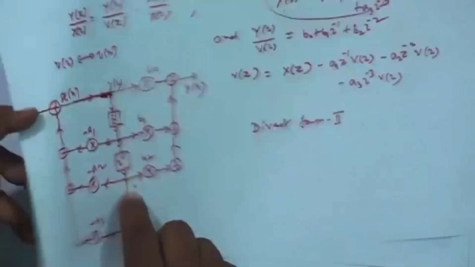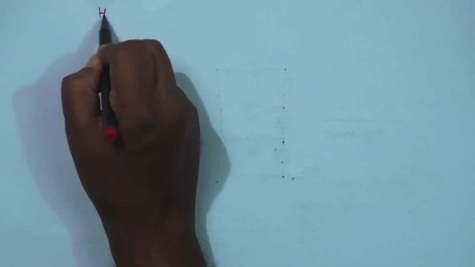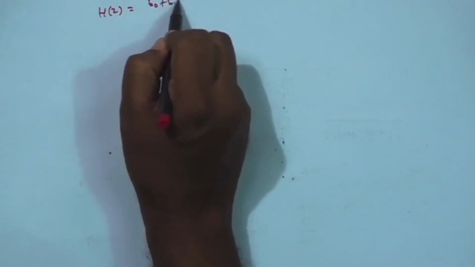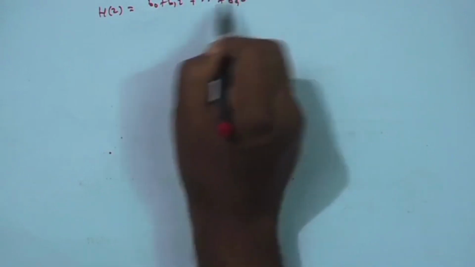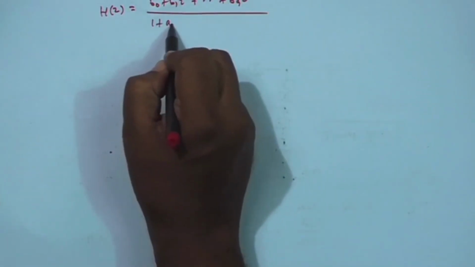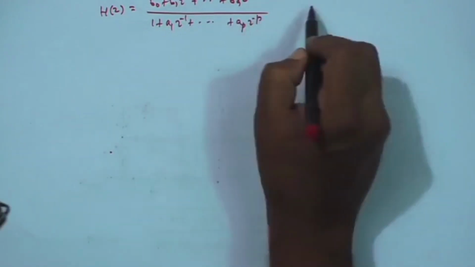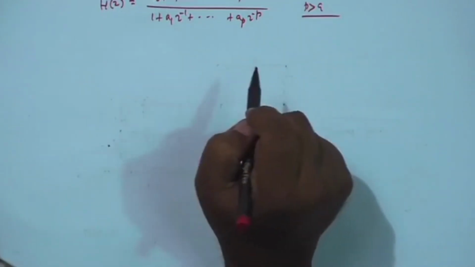Okay. Then there are other forms also. Suppose one H(z) like that is given, of this form: B0 plus B1 Z inverse, and P greater than Q. So, you can do partial fraction.